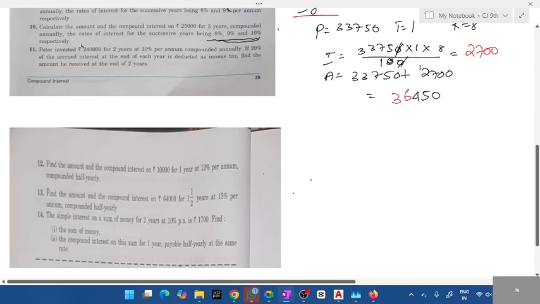What is the difference between 12, 13, 14 and other questions? Do we compound yearly or half yearly? Half year concept. Yes, half year concept.